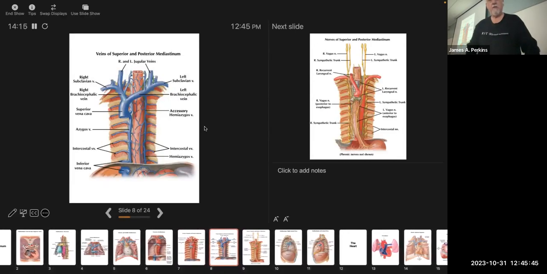Now, you know that in most of this course, we haven't paid a whole lot of attention to veins, but here in the thorax, we're going to pay a lot more attention to veins. Same thing in the abdomen. The reason for that is that in the thorax and in the abdomen, there are a lot of unique veins that don't have any artery equivalents.